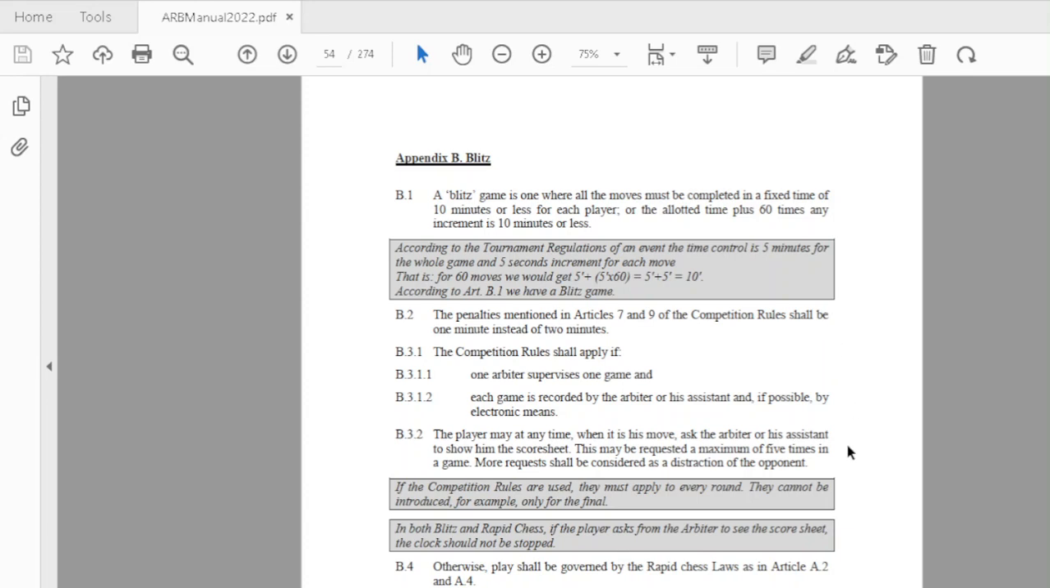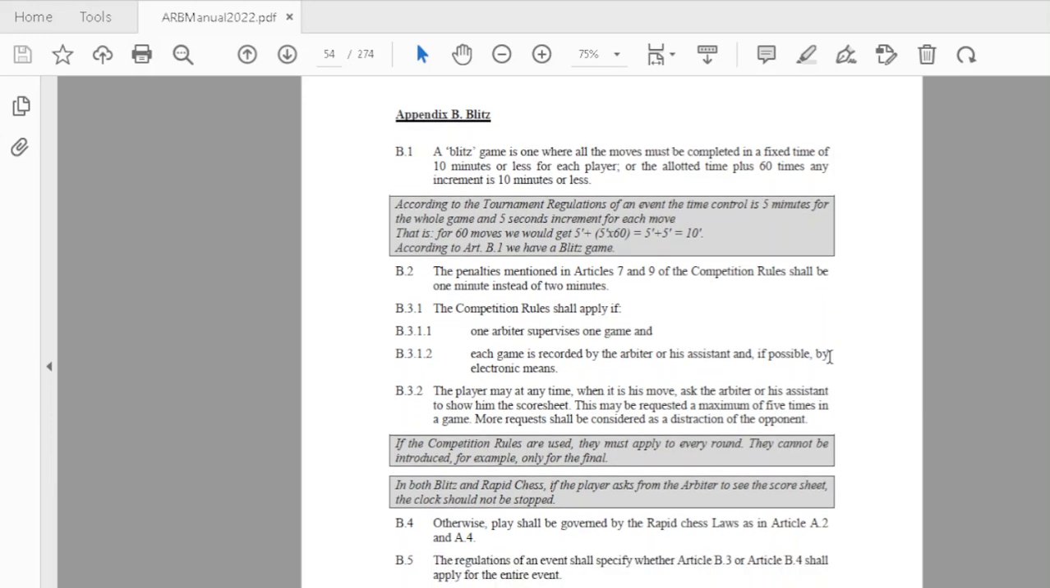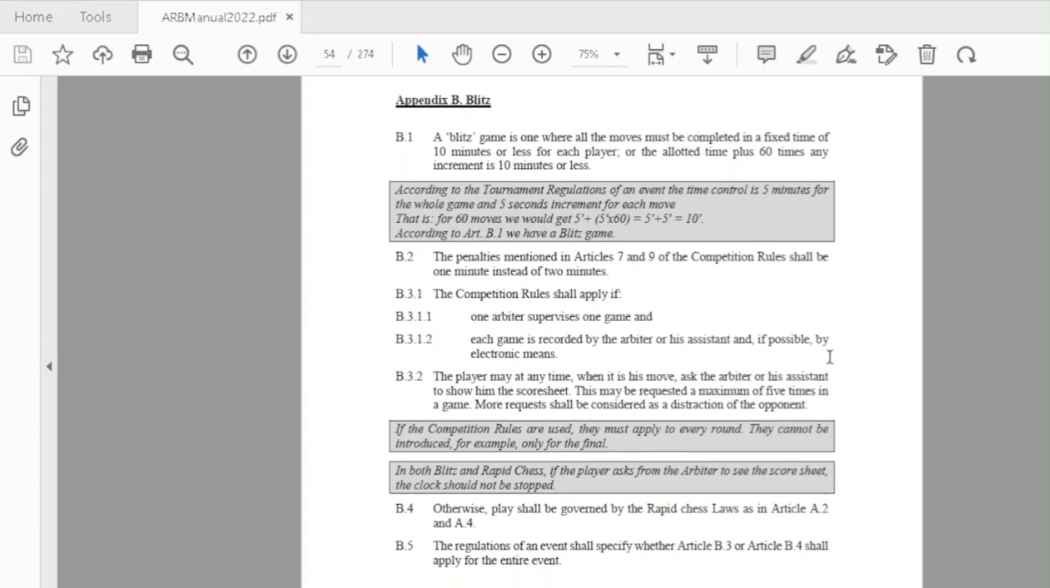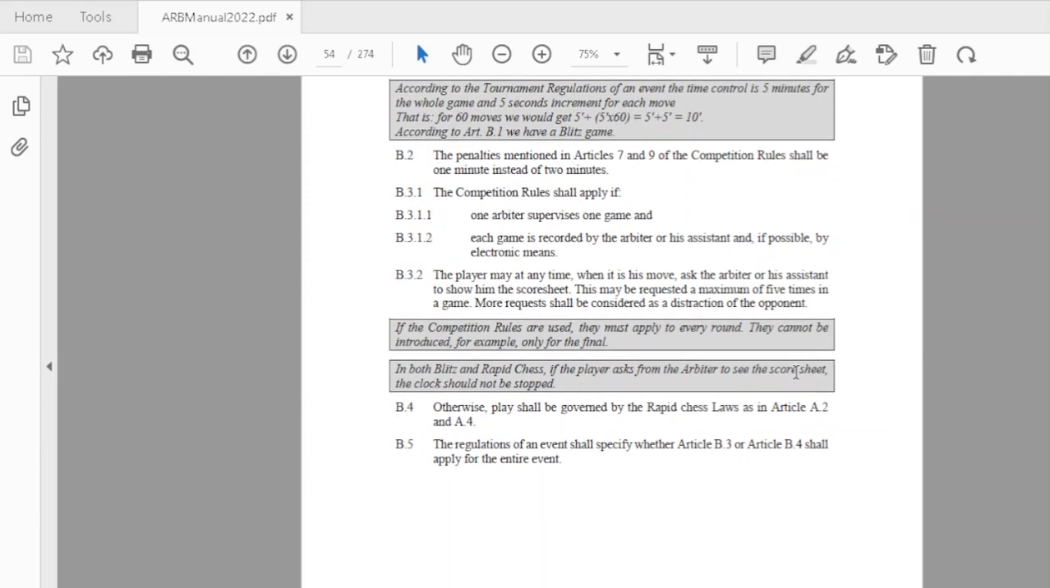B2 sort of will say that with Blitz, the penalties are 1 minute instead of 2 minutes. It's also giving that, we've already dealt with that, the competition rules can apply if there are a lot of arbiters, in this case 1 per game, can be recorded. Otherwise, the rapid chess laws will apply that we dealt with before.